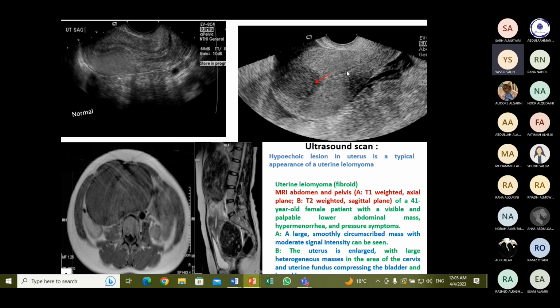This is endometrium, and if we go like this, this is the lower part, this is the cervix. So what is this area? What is the position? The upper part, in the fundus. So as you mentioned, there is a well-defined hypoechoic lesion in the fundus of the uterus of circular or rounded shape. But this is leiomyoma.